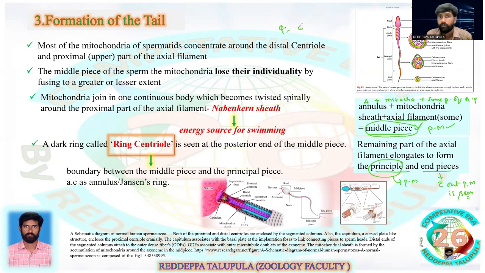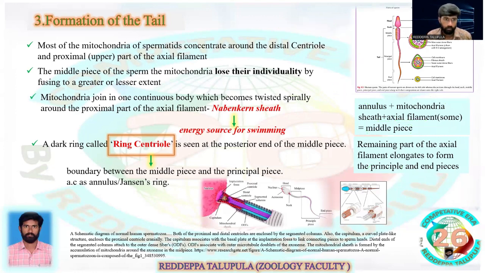Question: which part of the tail lacks the cell membrane or plasma membrane? Answer is the end piece. Okay, keep it in mind. Tail of sperm.